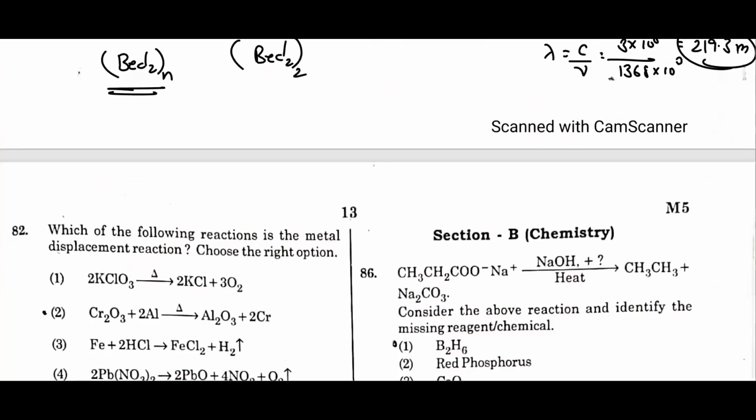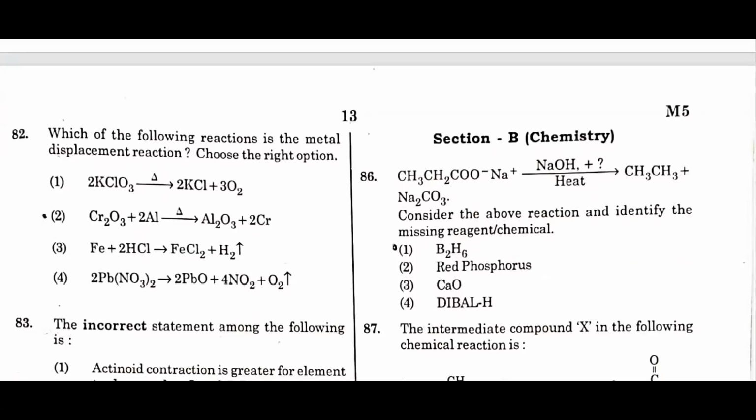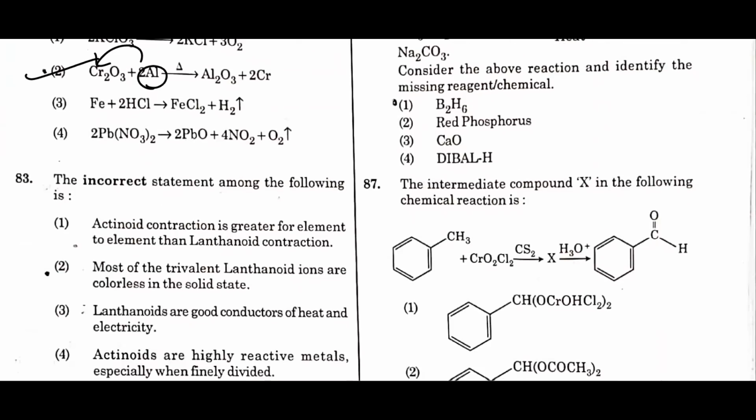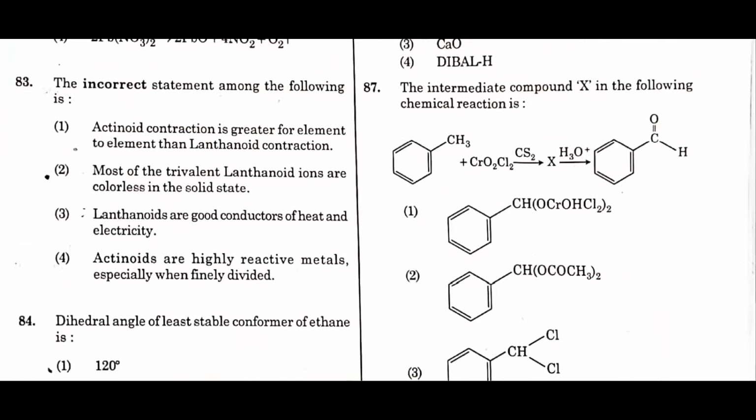Question number 82. Which of the following reactions is a metal displacement reaction? Option 2, because aluminum is more reactive than chromium, it displaces and we get this reaction. The incorrect statement among the following is: actinide contraction is greater from element to element than lanthanide. Yes, it is a correct statement, because 5f in an actinide shows more contraction.